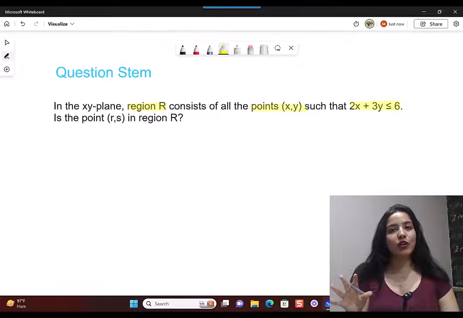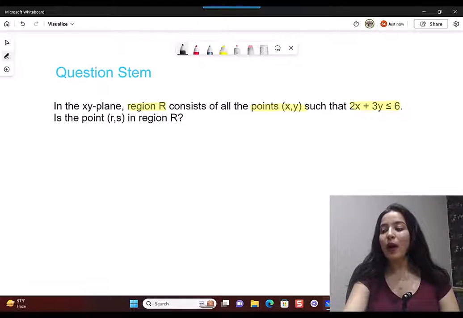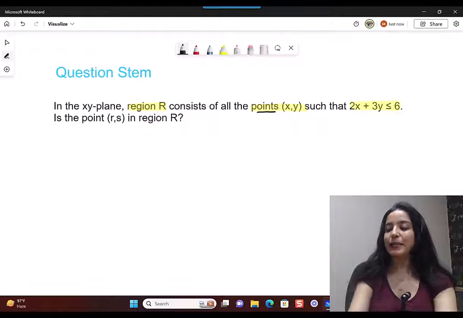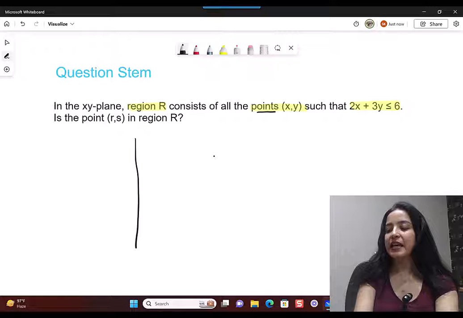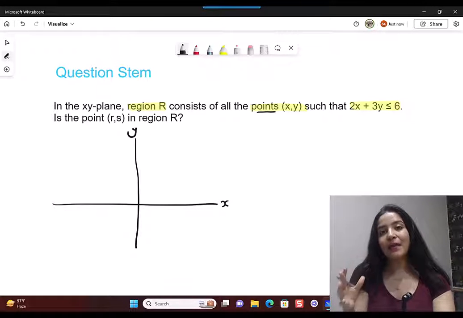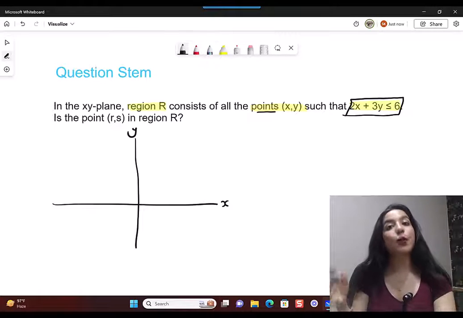This time, I'm not going to stop here. I want to understand what this is. You know x, y stands for points in the xy plane, right? In the coordinate plane. So I have my xy plane. Let me draw that for you. Say this is my x-axis, this is my y-axis, and I am talking about all of the points that satisfy this inequality. What does it mean?